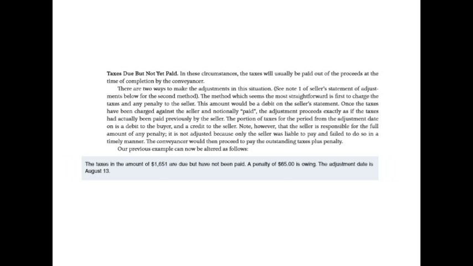So we're out of that. Those are statements. Taxes due but not yet paid. In these circumstances, the taxes will usually be paid out of the proceeds at the time of completion by the conveyancer. There are 2 ways to make the adjustments in this situation. See note 1 of seller statement adjustment below for the second method.